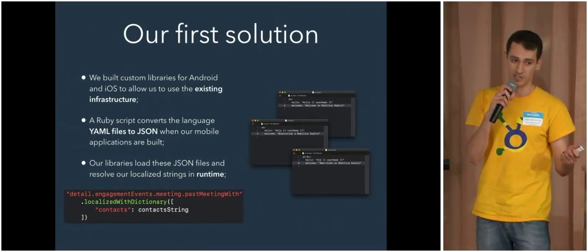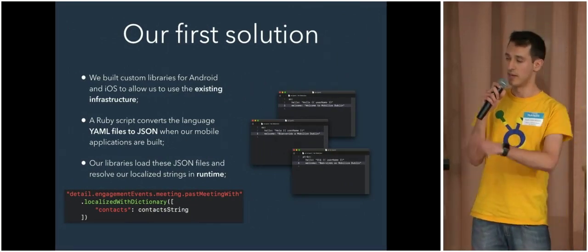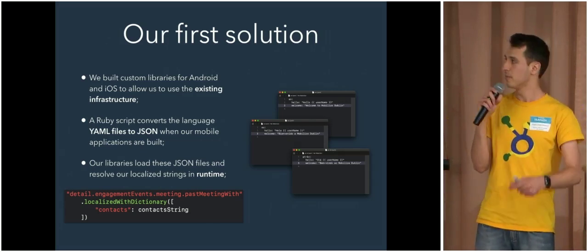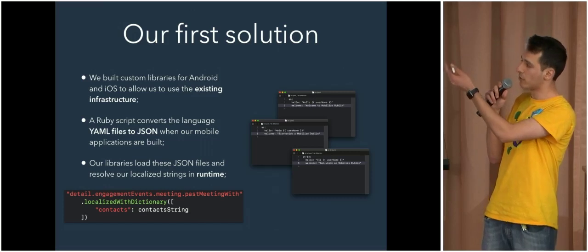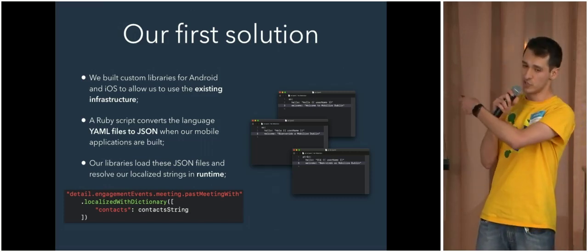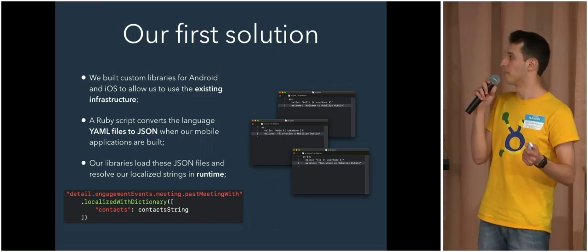So what we did was we built a custom library for this, both for iOS and Android. And we also built the scripts to convert this YAML file, like a Ruby script. I don't know if you guys know, but YAML files are usually used with Ruby and these kinds of languages. So we convert them to JSON files, and then we load these JSON files into our projects at runtime.